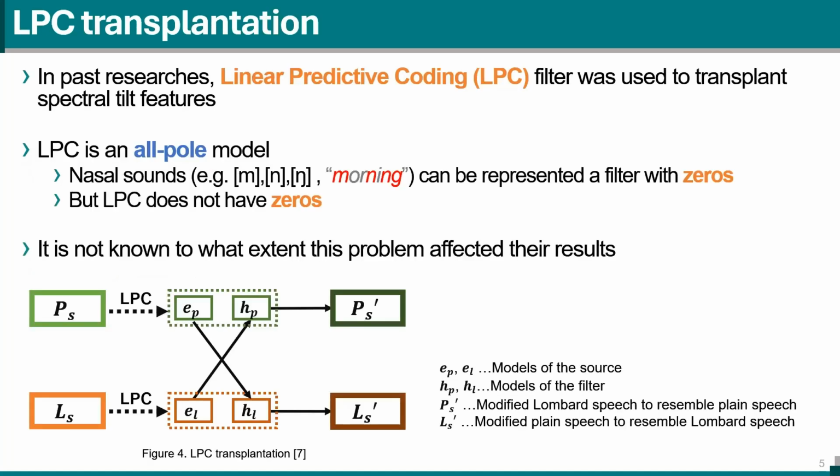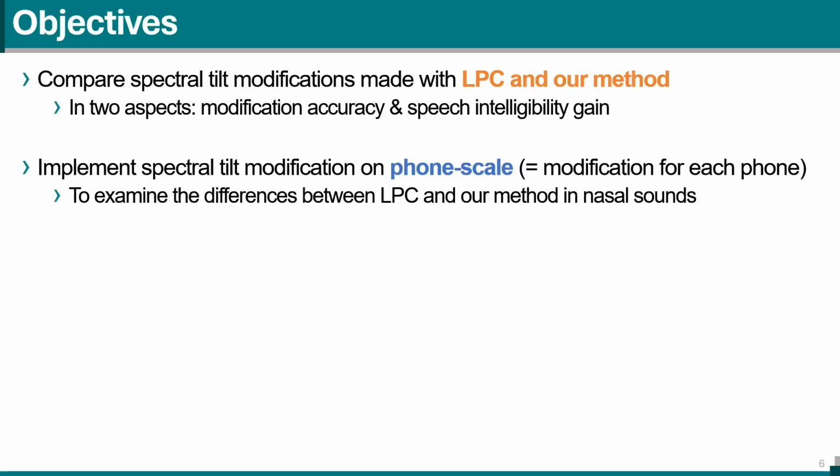In past research, an LPC filter was used to transplant spectral features, but LPC is an all-pole model, so LPC cannot express nasal sounds, because nasal sounds can only be represented by a filter with zeros. So we compare spectral modifications made with LPC and our method in two aspects, modification accuracy and speech intelligibility gain. And we implement spectral modification on phone scale to examine the differences between LPC and our method in nasal sounds.